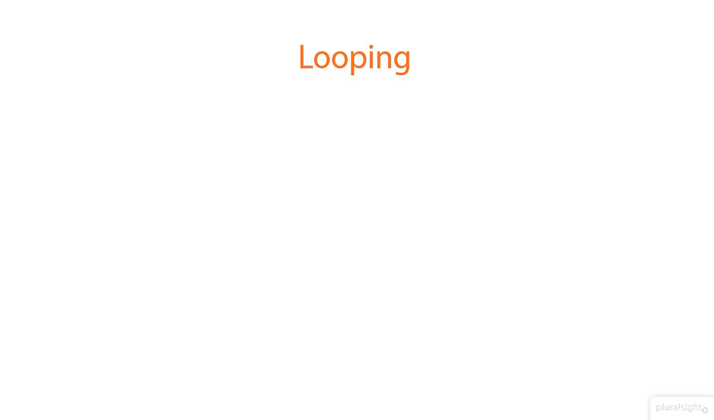Let's take a look now at the three basic ways to write loops in Java. First is a while loop, then a do-while loop, and then the for loop.